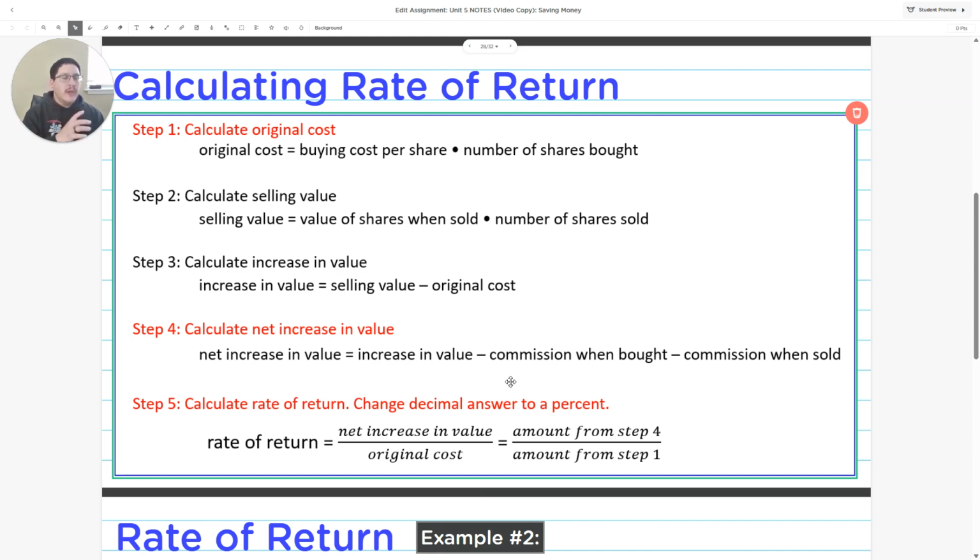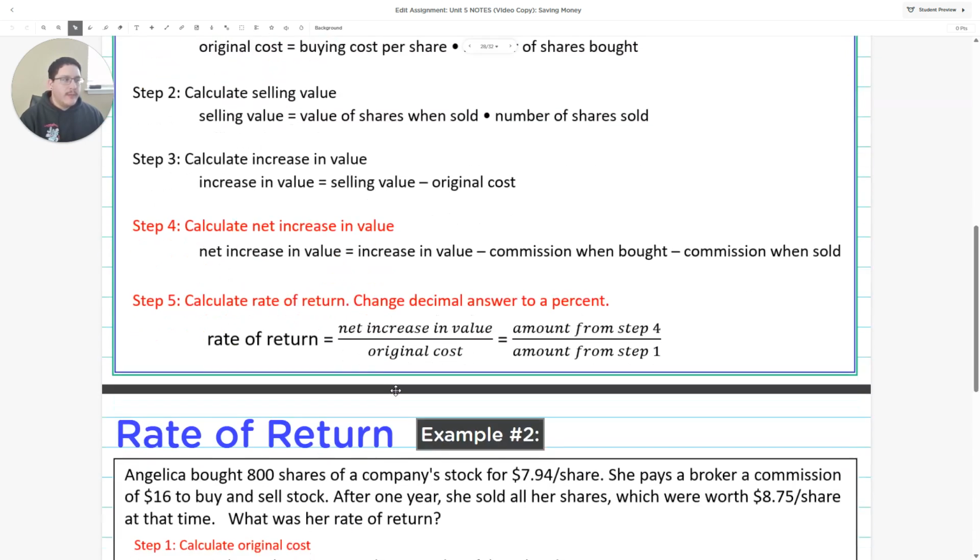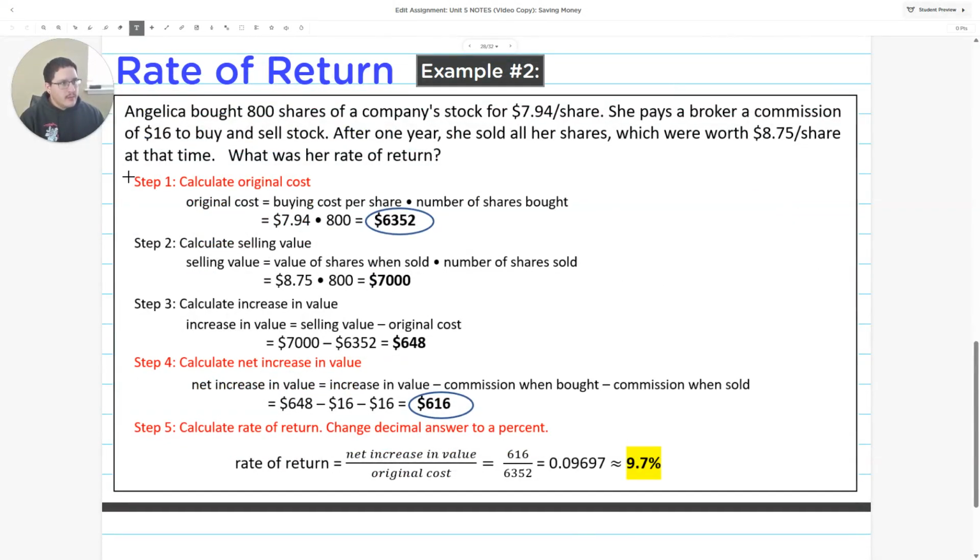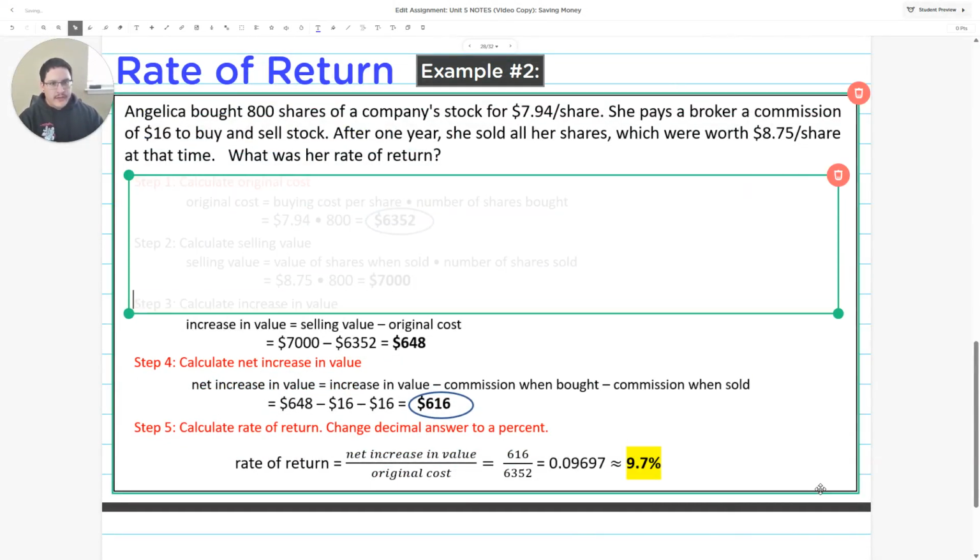In this particular scenario, the stockbroker is asking for a commission for handling your money. That commission is a certain amount for buying the stock and selling the stock. So that's the type of problem we're going to be looking at in a little bit. And then calculating the rate of return. We're going to change our decimal answer to a percent after we find the rate of return in its decimal form. So again, net increase in value divided by the original cost: the amount from step 4 divided by the amount from step 1. So let's look at example 2. I'm going to cover this up and reveal it as we go.